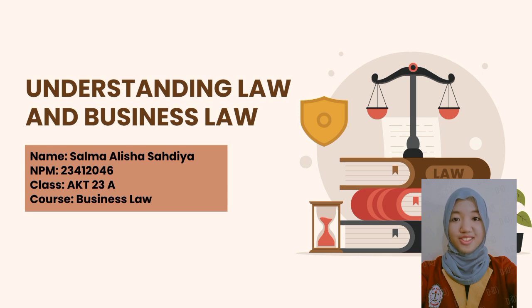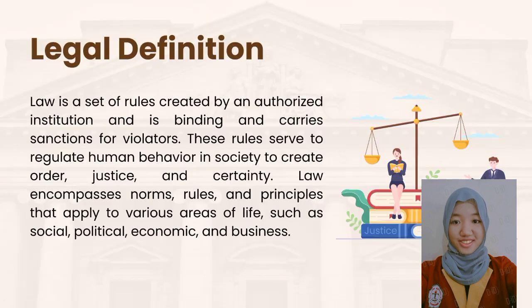Here, I will explain the material about understanding law and business law. Legal definition. Law is a set of rules created by an authorized institution and is binding and carries sanctions for violators. These rules serve to regulate human behavior in society to create order, justice, and certainty. Law encompasses norms, rules, and principles that apply to various areas of life, such as social, political, economic, and business.